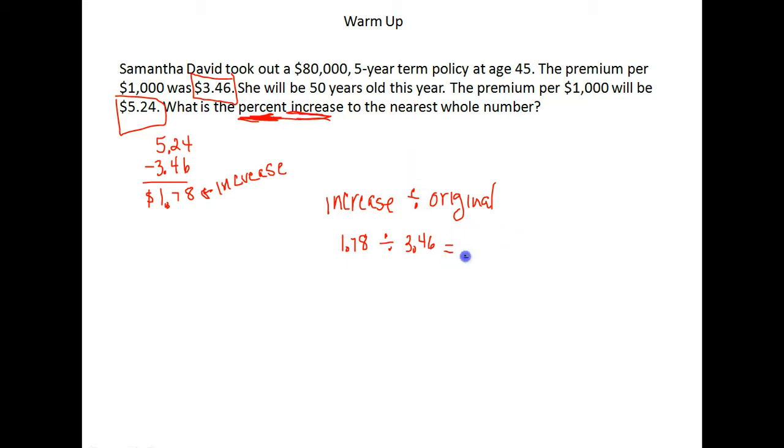Now when I do that, I get 0.5144. Okay? We need this as a percent, so we move the decimal 2 places to the right, which gives me 51.44, but they wanted it to the nearest whole number. 4 is small enough that we just round off to 51%. So she had a 51% increase in those 5 years.